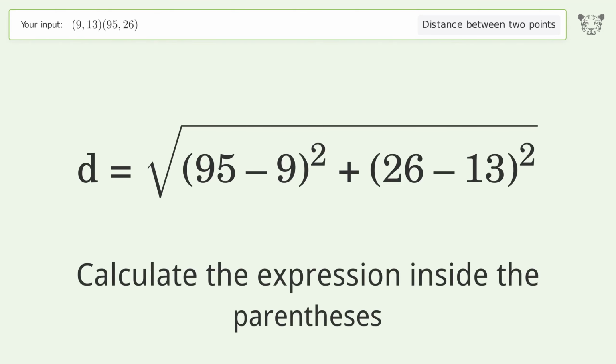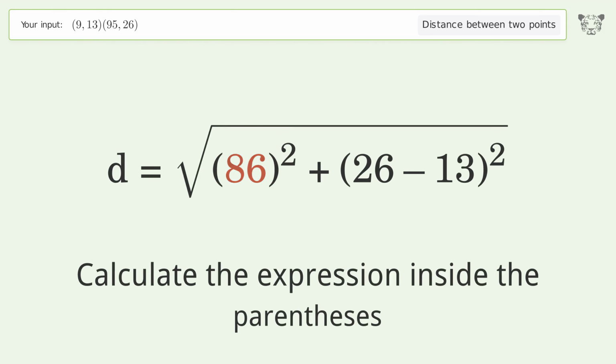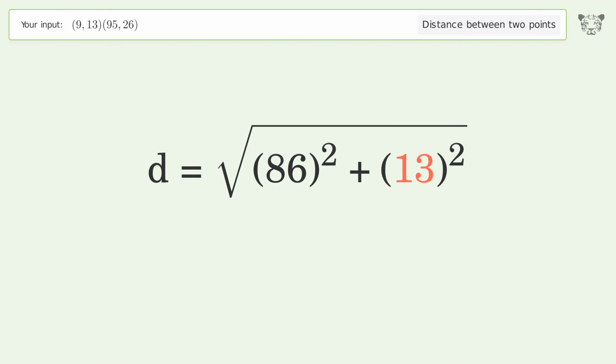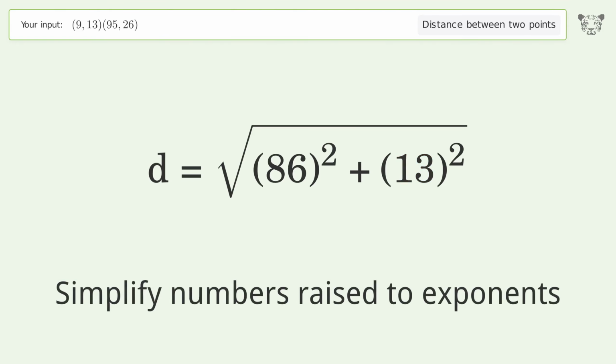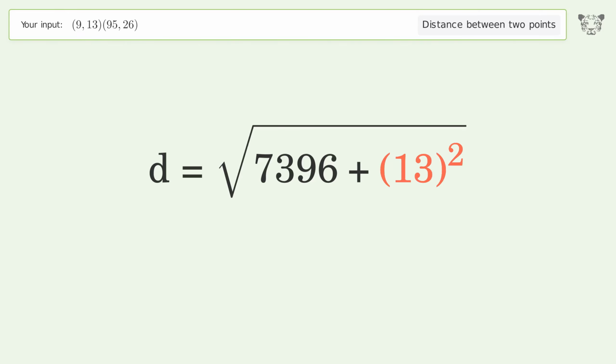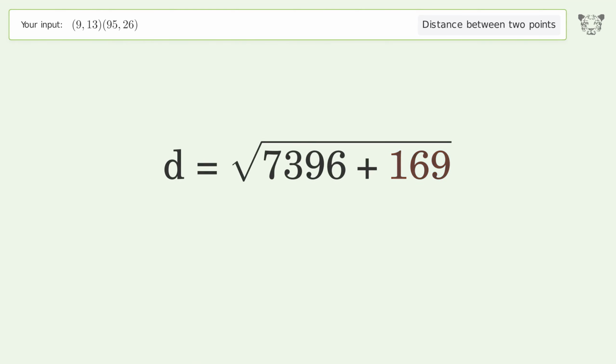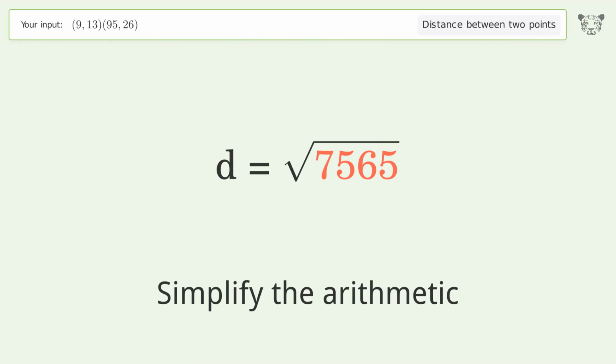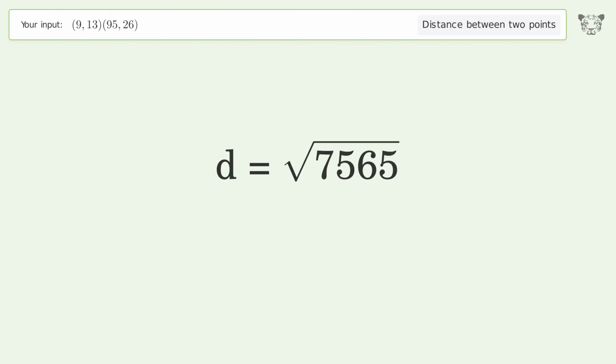Calculate the expression inside the parentheses. Simplify numbers raised to exponents. Simplify the arithmetic. And so the distance between the 2 points is the square root of 7,565 or 86.977.